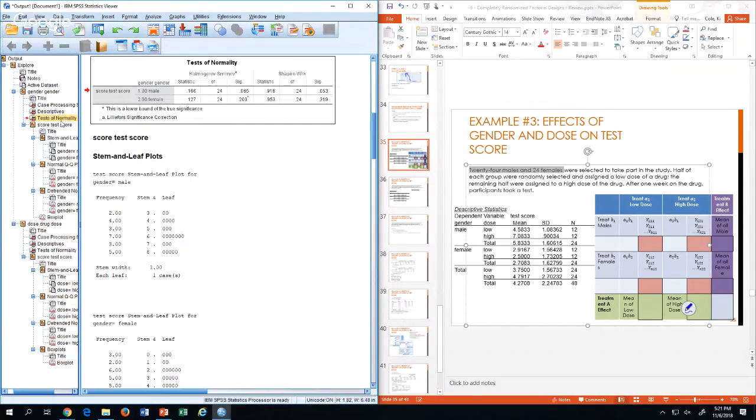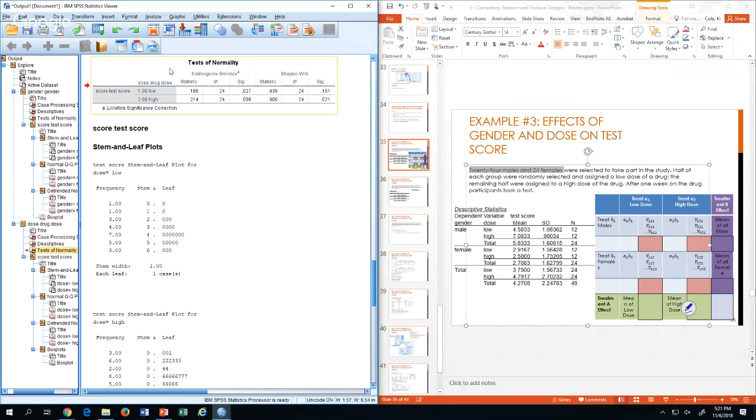So I'll go to test of normality. Are the data within gender groups normally distributed? Yeah, they're both above 0.05. And what about the test of normality within the dosage groups?